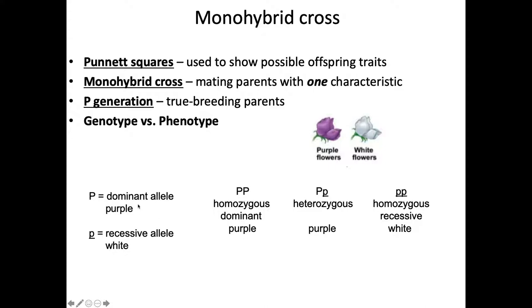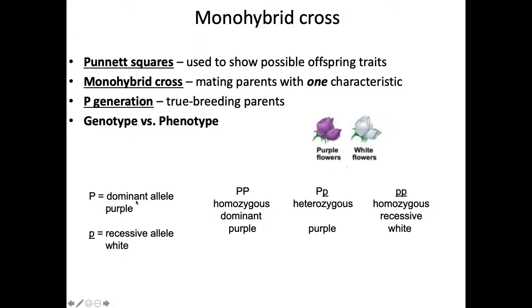We have two different alleles that we can get from our parents. We have what's called a dominant allele. A dominant allele usually means that we can make some kind of pigmentation, or there's some kind of expression. In the case of the color of the flower, purple would be our dominant allele.